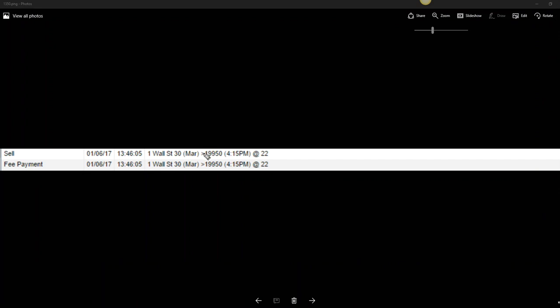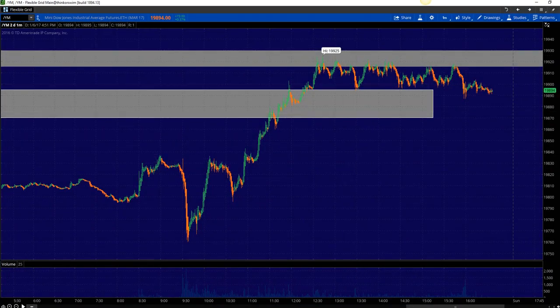So you can see here I sold the 19,950 daily for 22. As an in the money daily binary, I just thought that price was not going to go up above 19,950, right? Because the bulls have been losing steam, and we knew that because of the lower highs it was forming. And look when I entered. I entered at 13:46.